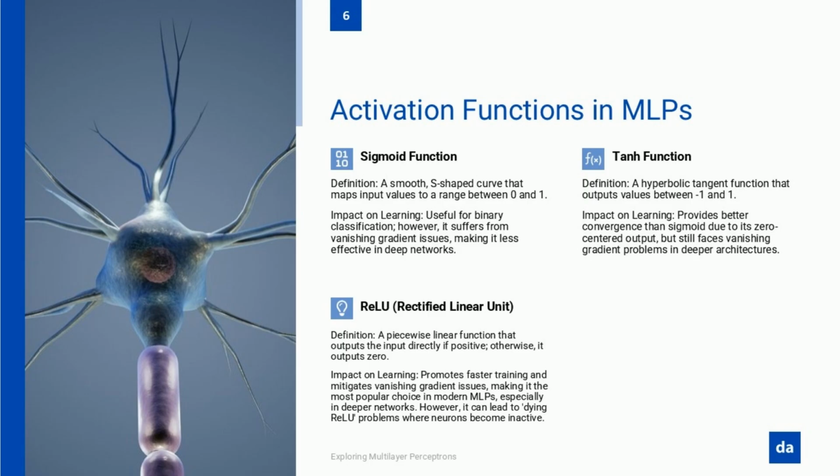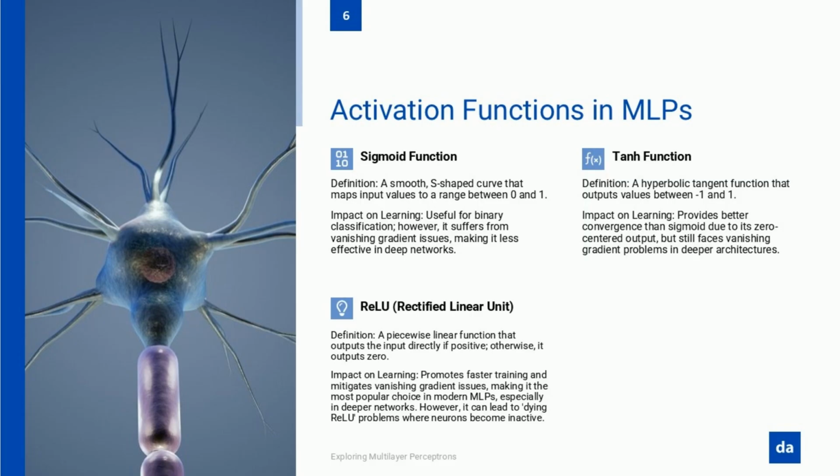If it's negative, set it to 0. Simple, right? But here's the magic. This makes training way faster and helps solve the vanishing gradient problem. Imagine running on a treadmill where every step gives you an extra boost. That's what ReLU does for neural networks.